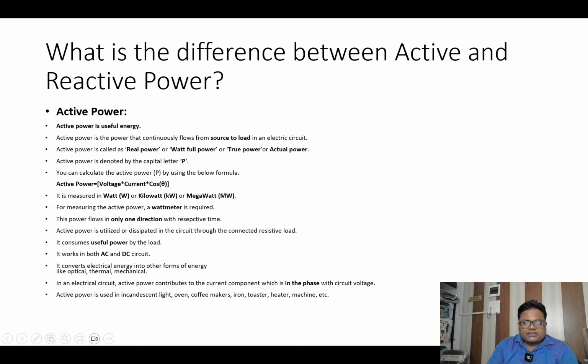In an electric circuit, active power contributes to the current component, which is in phase with circuit voltage. Active power is used in incandescent light, even coffee makers, iron, toaster, heater, machine, etc. This is the example where it is used.